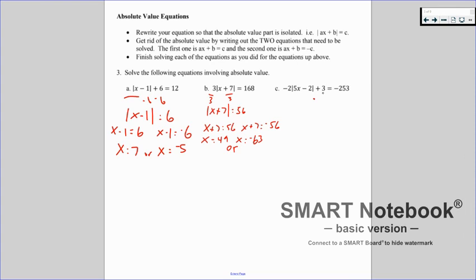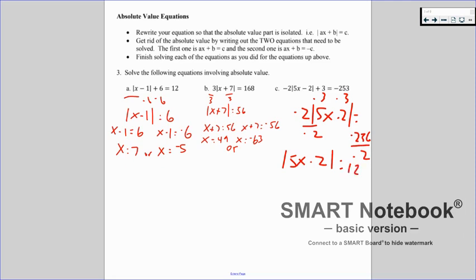So I'm going to subtract 3 first. So I get negative 2 times the absolute value of 5x minus 2. And then when I subtract 3, I get negative 256. And then my next step is going to be dividing by negative 2. So I get the absolute value of 5x minus 2 equals.